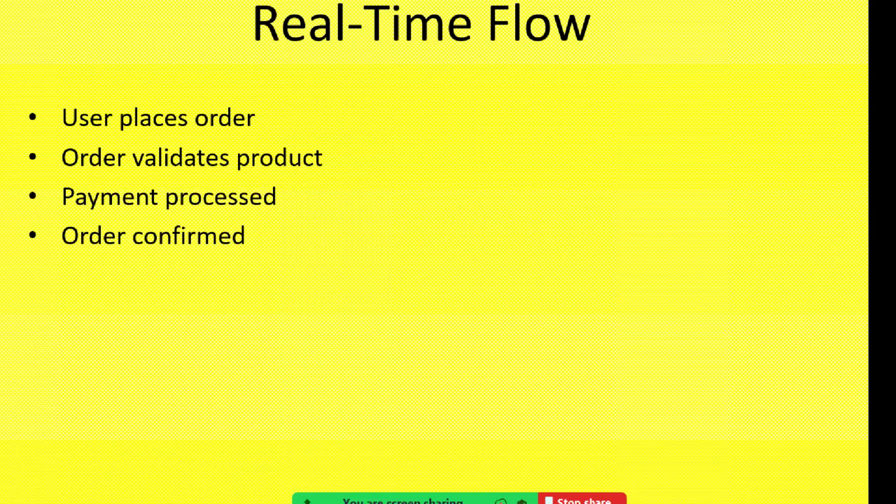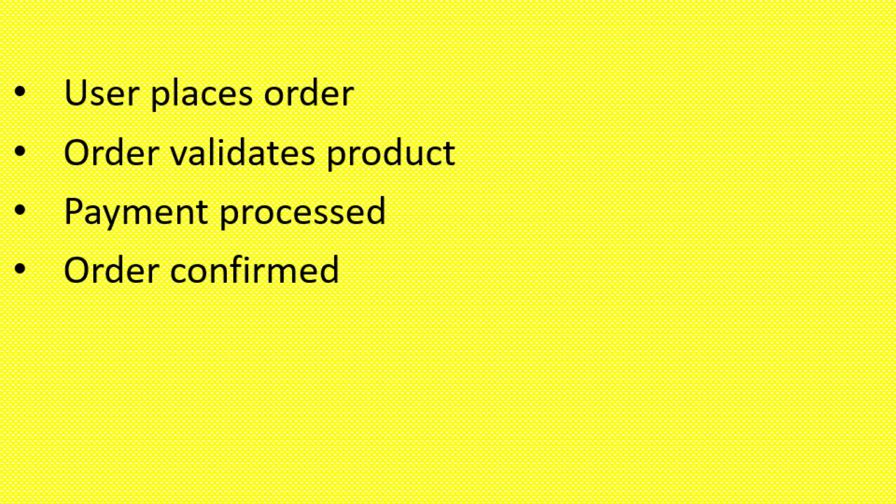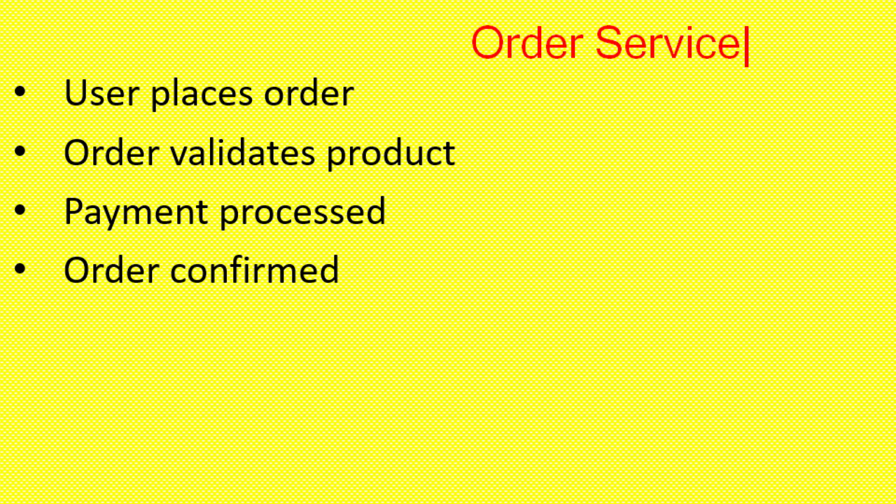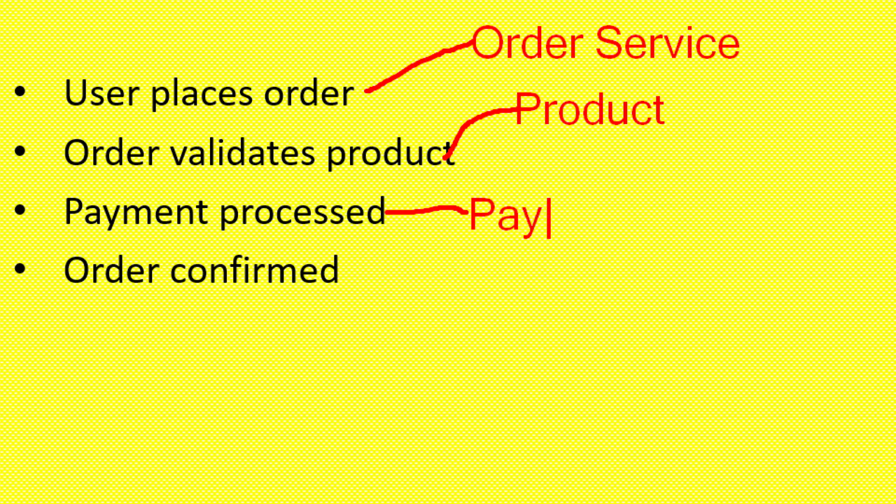Okay. So the first one is the order service. The first transaction will be made through the order service. So I'm going to my order service. Now, the order wants to validate, which service? Product. The payment process should come from which service? Payment service. Finally, you are coming back. Order confirmed. Again, you go to which service? Order service.